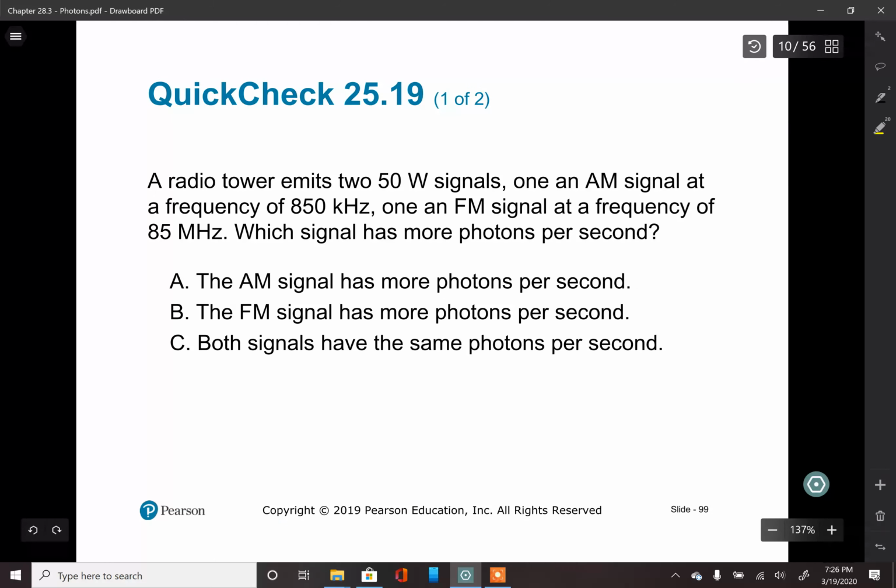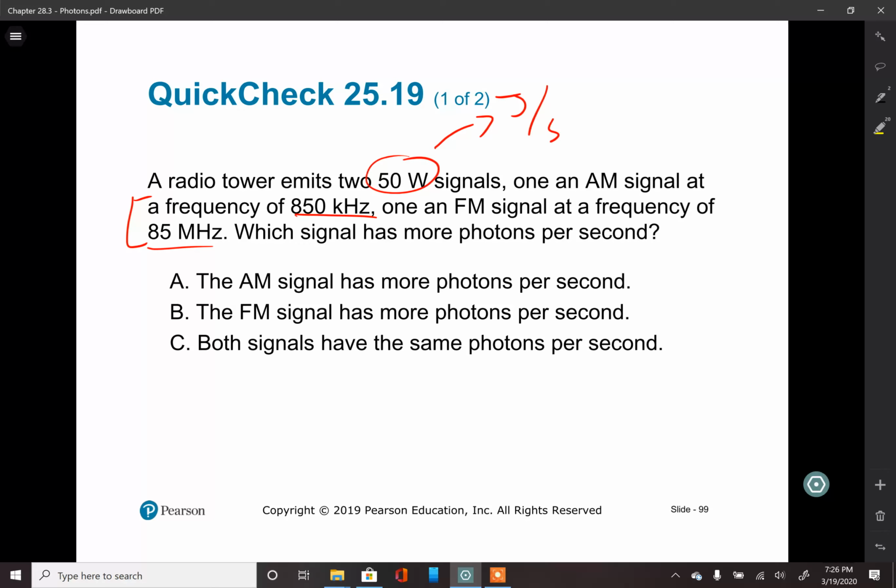Okay. So here we have a total amount of energy and two different frequencies. We want to know which one has more photons per second, right? Watts is joules per second, right? So if we know how much energy is in a single photon from the frequencies, we can calculate how many photons you need to get to the total amount of energy every second. And so the higher frequency has more energy per photon and therefore fewer photons. So the lower frequency will have more total photons. And that's this one, right?